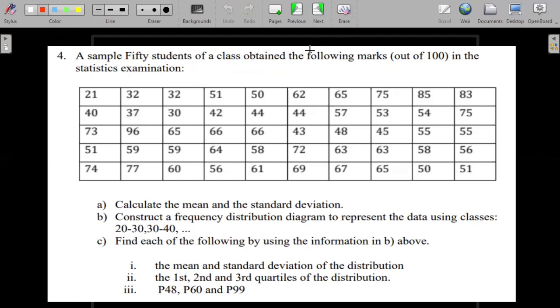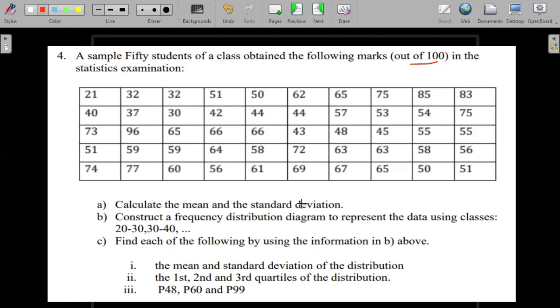Okay, question 4. So question 4, we're given a table of values. So they're saying a sample of 50 students of a class obtained the following marks out of 100 in a statistics examination. So these are the marks for the 50 students. Okay. So the first question is saying calculate the mean and the standard deviation. 2, construct a frequency distribution diagram, okay, to represent the data using the following classes. Okay, and then from there, they're saying find each of the following using the information in B above.